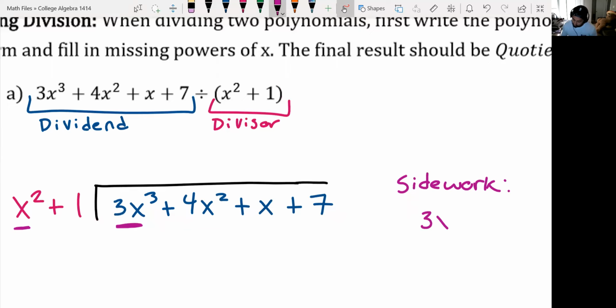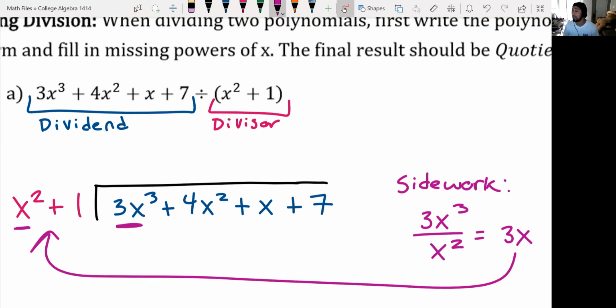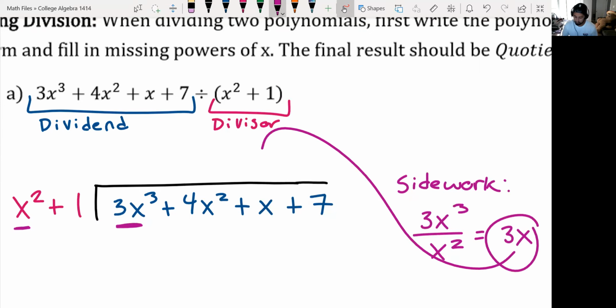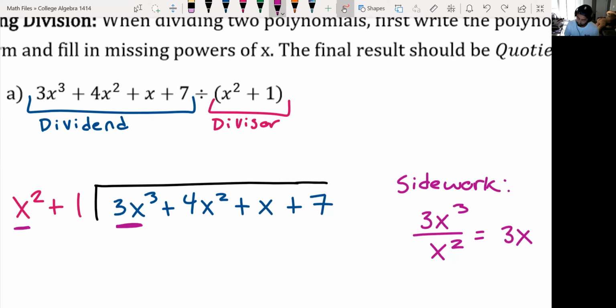So 3x cubed over x squared, and now reduce. 3x cubed over x squared gives me 3x. 3x is what we are going to multiply the divisor by to help us get rid of the leading term of the dividend. So what I'm going to do next is take this 3x and write it above the x place of the dividend. So I'll put a 3x here. This tells us what we're going to multiply by.